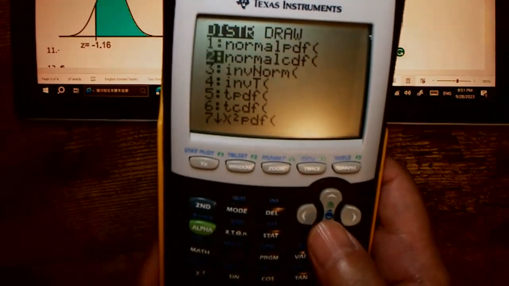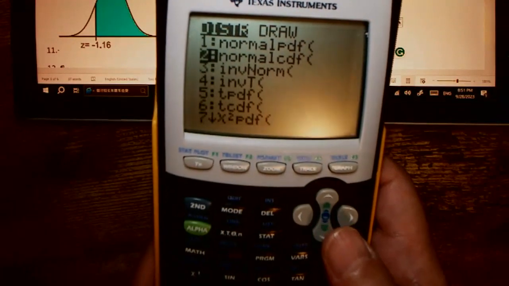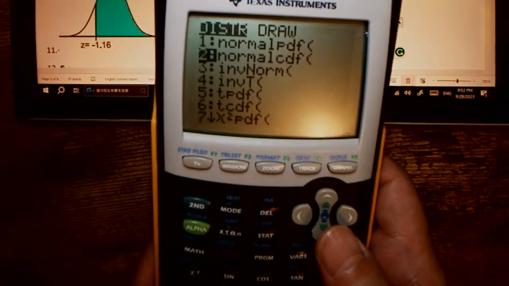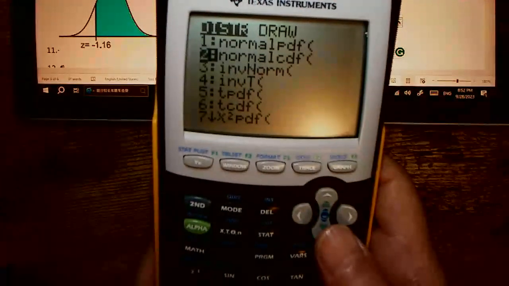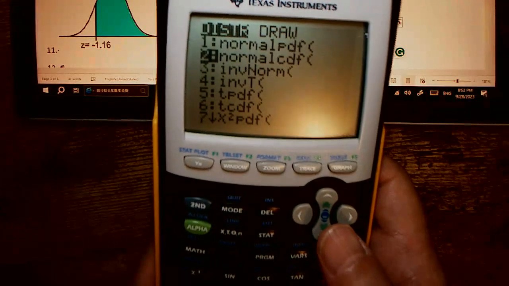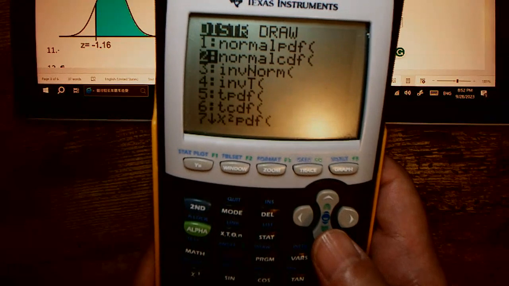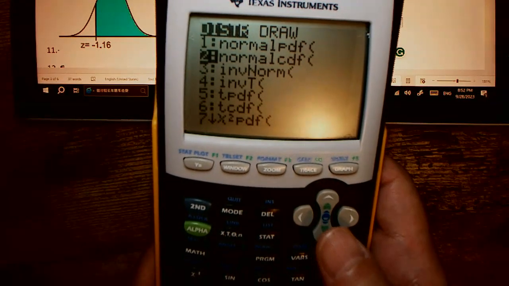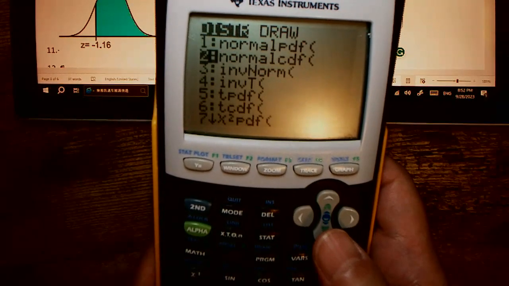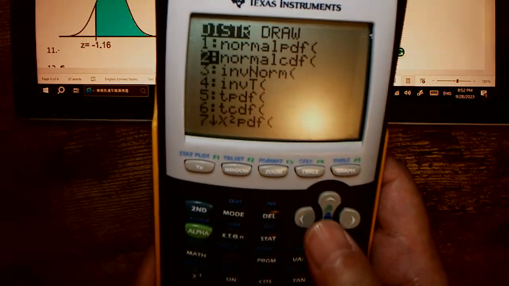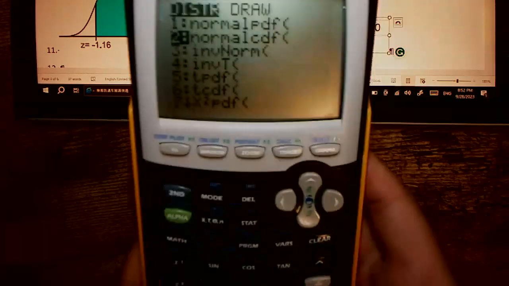In the case of normal distribution, we always use normal CDF. If you need to take a note, please take a note. In the case of normal distribution, the technology in the TI-84 calculator, we only use number 2, normal CDF, cumulative distribution function. We do not use a PDF. We only use the CDF. I'll continue repeating that.